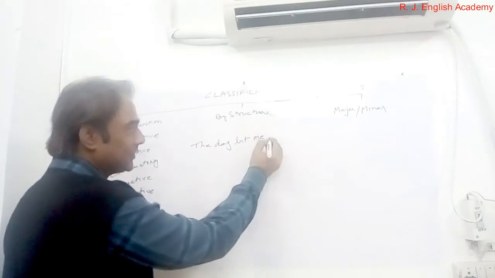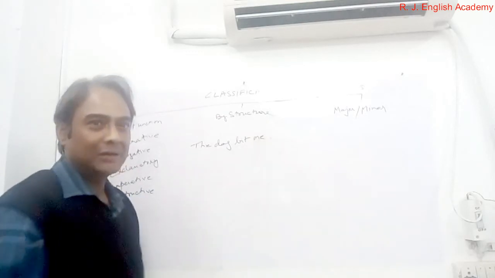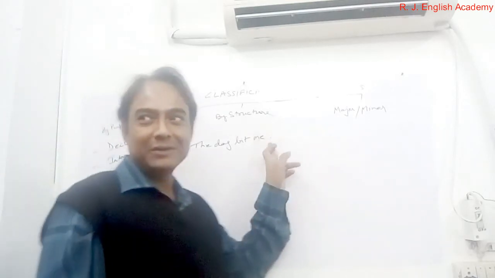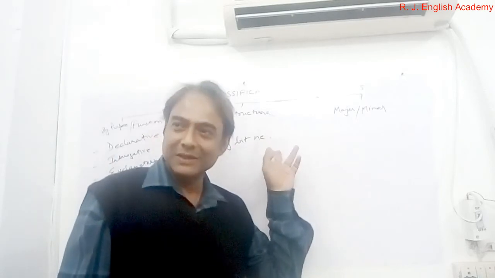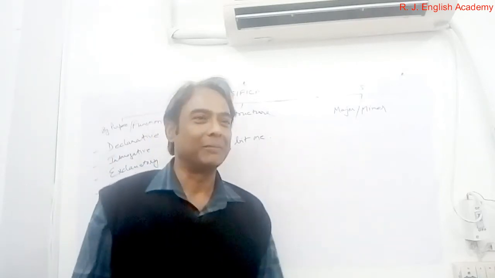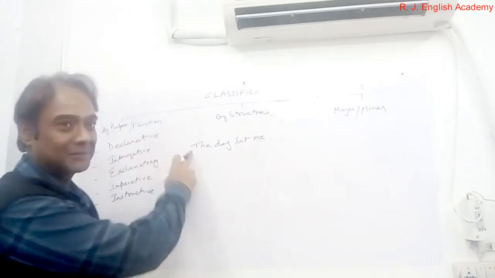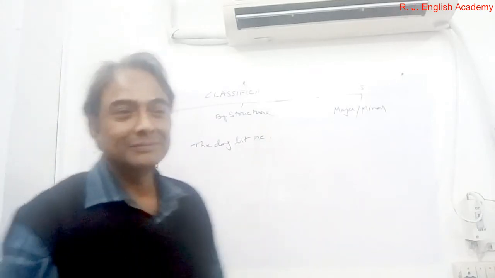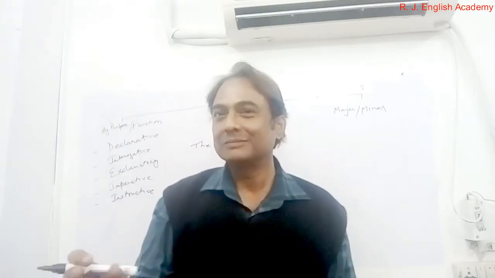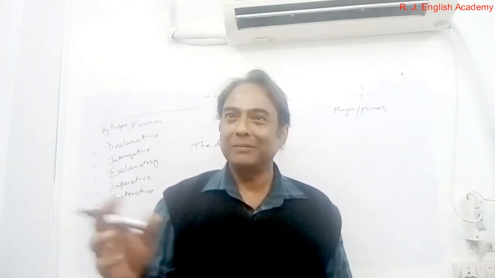Period. Just period. American English calls it a period. British English calls it a full stop. This ends the sentence. The dog bit me. This is a declarative sentence because it declares a statement. The dog bit me.